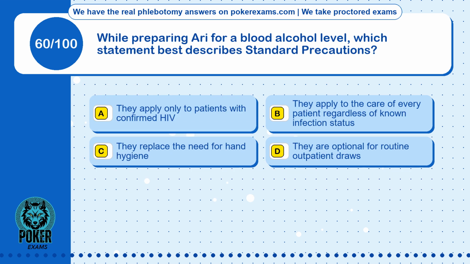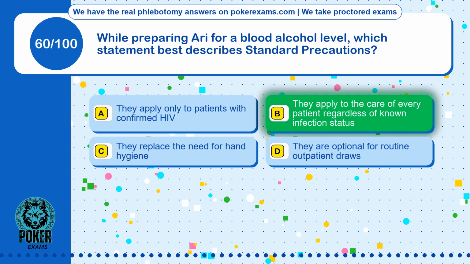Question 60. While preparing for a blood alcohol level, which statement best describes standard precautions? Option A. They apply only to patients with confirmed HIV. Option B. They apply to the care of every patient regardless of known infection status. Option C. They replace the need for hand hygiene. Option D. They are optional for routine outpatient draws.